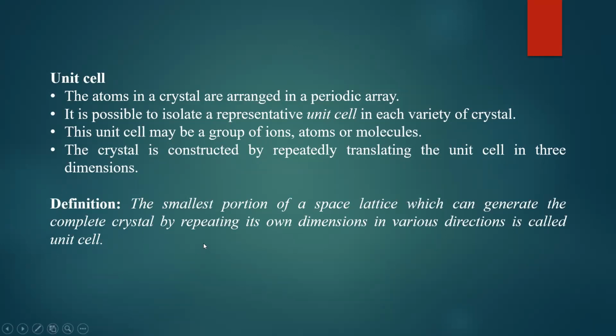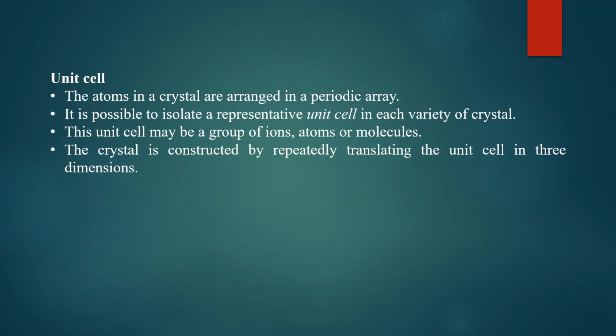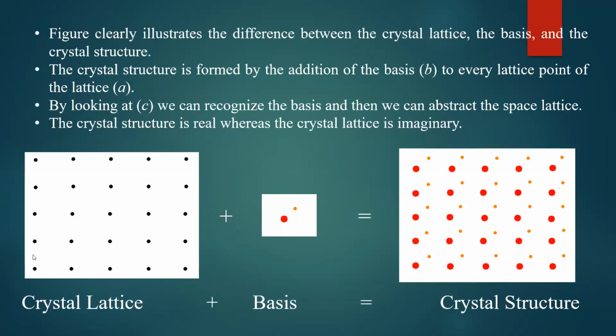The smallest portion of the space lattice, which can generate the complete crystal by repeating its own dimensions in various directions, is called a unit cell. So in this crystal, this square is a unit cell. You remember. So this is one type of crystal structure. Sorry, it is a crystal lattice. In this lattice, this square is the unit cell.